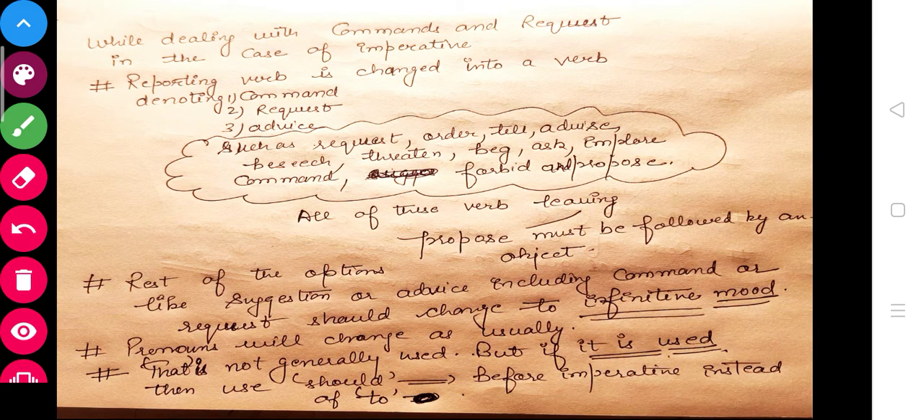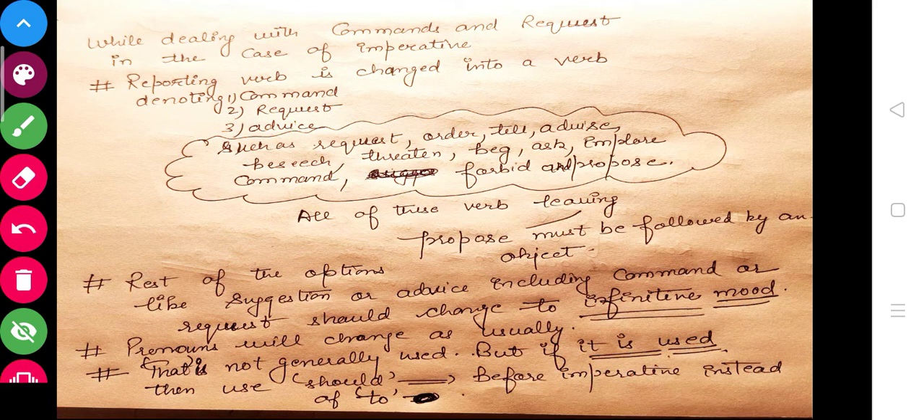Here you can see that we are dealing with commands and requests in the case of the imperative. First of all, what is imperative? Imperative is a sort of sentence which includes a command, a request, and also advice or a suggestion. So when we command somebody, request somebody, or advise somebody, we make an imperative sentence.